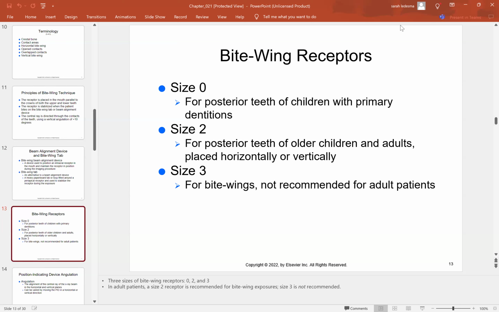Bite wing receptors come in size 0 for posterior teeth of children with primary dentitions, size 2 for posterior teeth of older children and adults, placed horizontally or vertically, and size 3 for bite wings, but not recommended for adult patients.